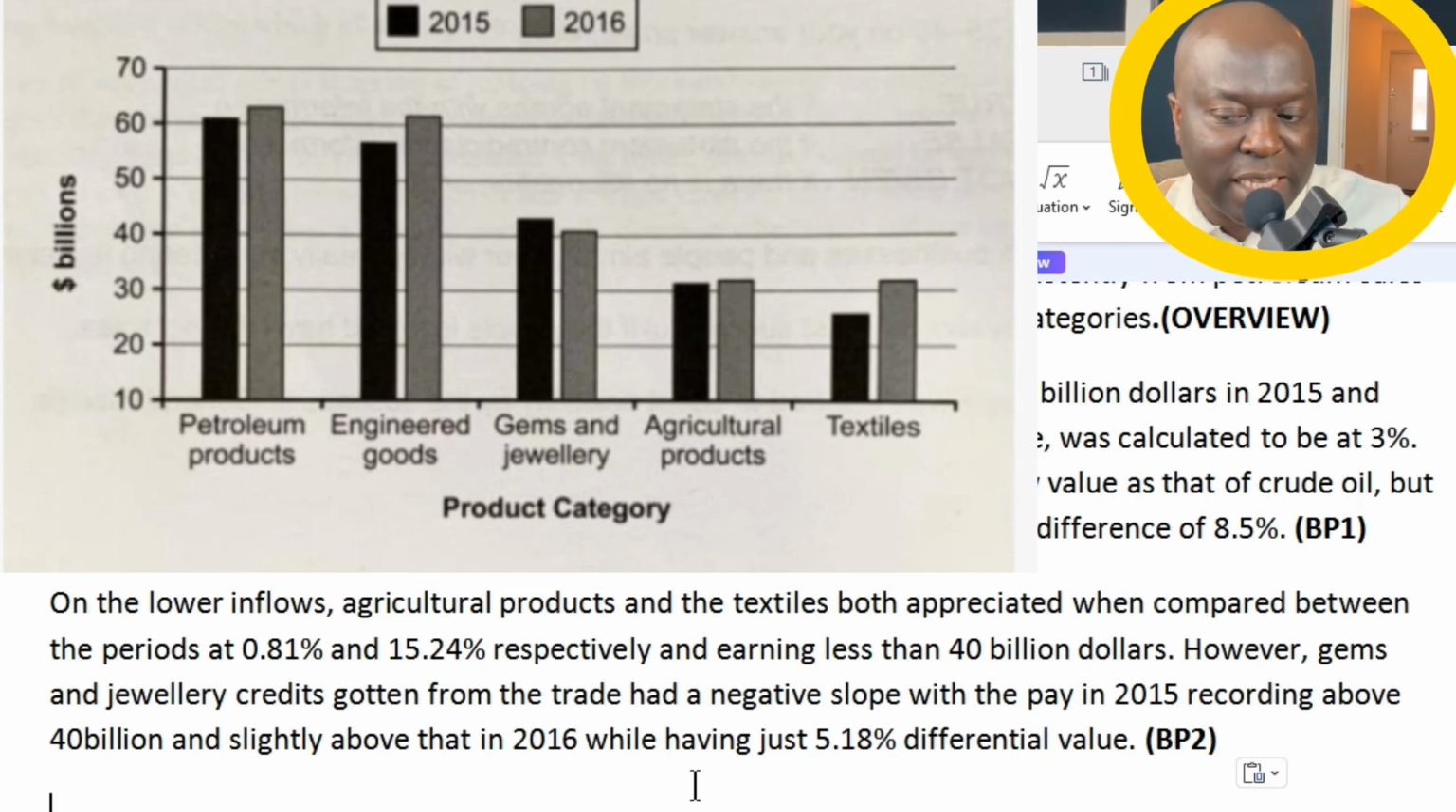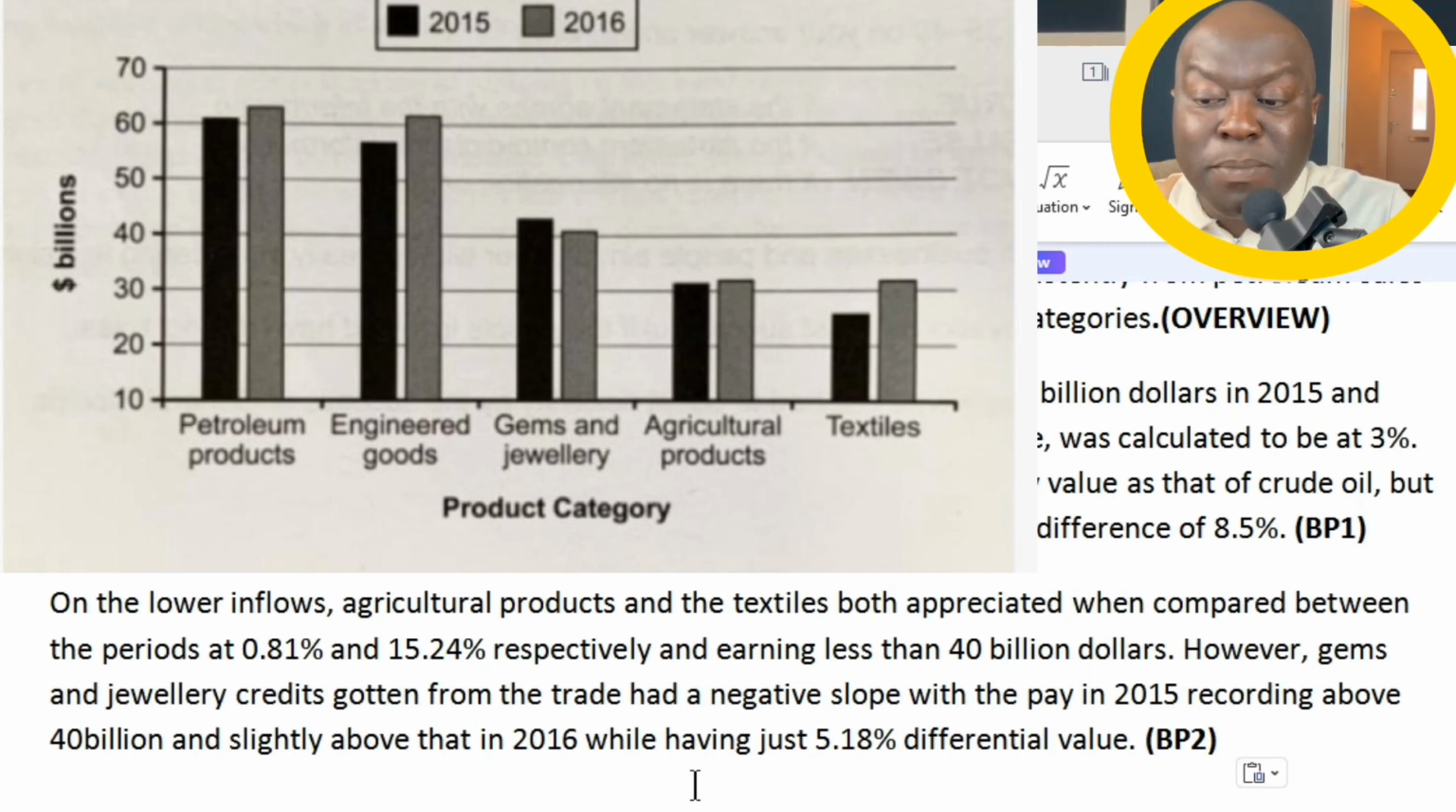They both appreciated, yes, when compared between the periods. Which periods are we talking about? 2015 and 2016. I said when compared. Now I'm using the word compared. The only time it was used was in the question. When compared between the periods at 0.81% and 15.24% respectively, it means that for agriculture it is 0.81, and when I say respectively, for textile it is 15.24, and earning less than $40 billion. If you watch it, they are less than 40 billion. So it tells the person who is listening to you what is actually happening here.